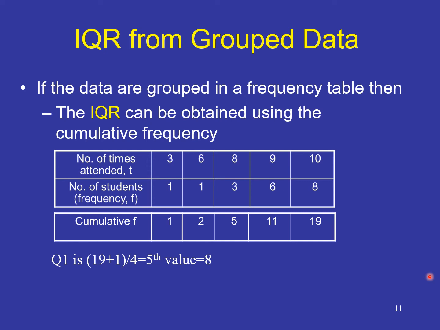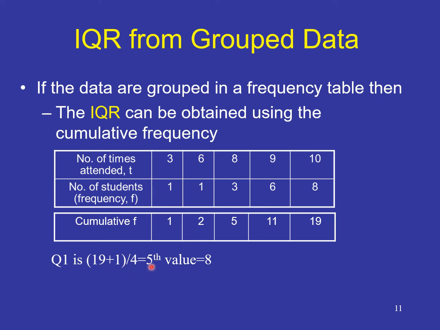Now, we know that the lower quartile is going to be the (n plus 1) over 4th value. So n here is 19. There are 19 students altogether. 19 plus 1 over 4 is 5. So we know the lower quartile is the 5th value.